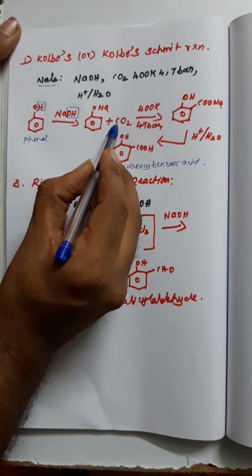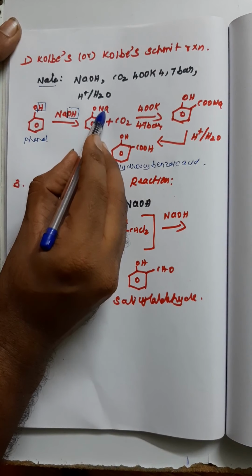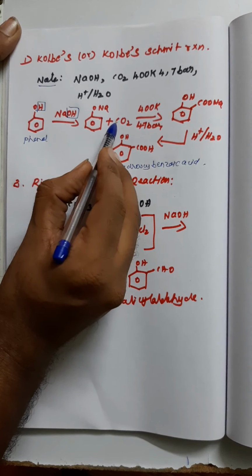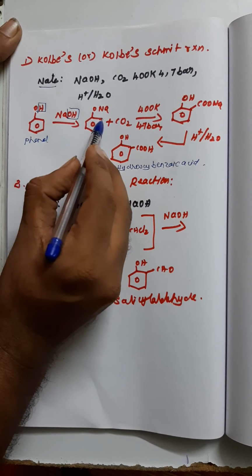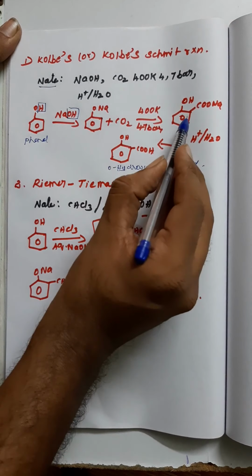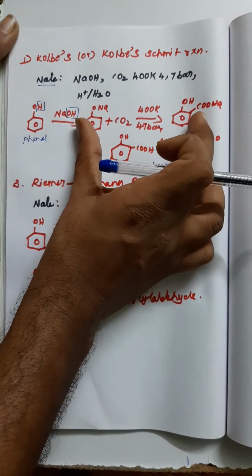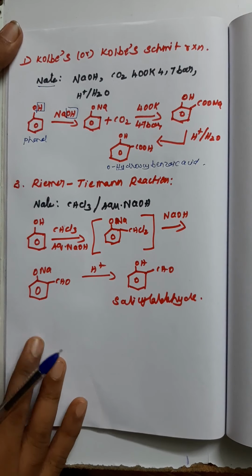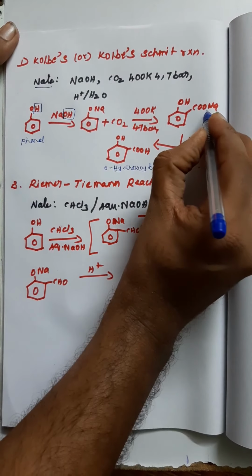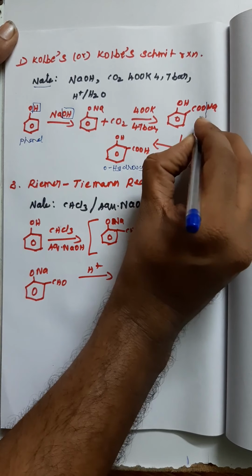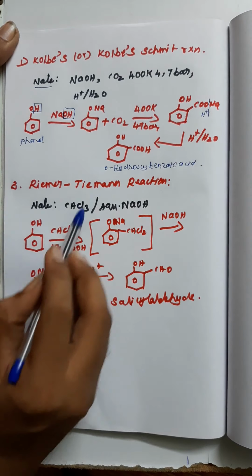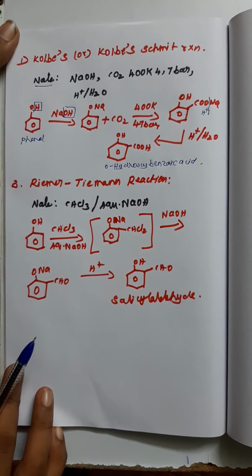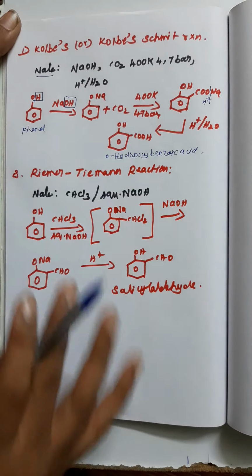That means this COONa is connected to this carbon. The hydrogen here will shift up, so you get this product. For this step we have a separate mechanism that we will discuss in the next lesson. After this, when we do hydrolysis, H plus will attach, and the Na is removed as NaOH, so it is converted to orthohydroxy benzoic acid. This catalyst is very important.